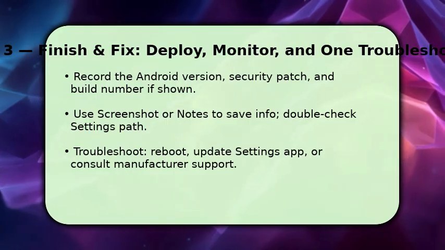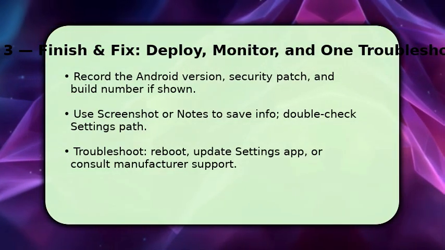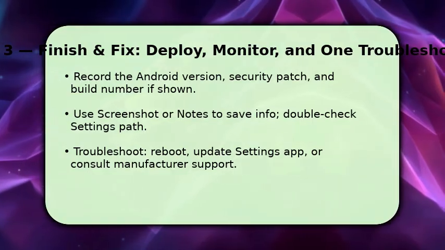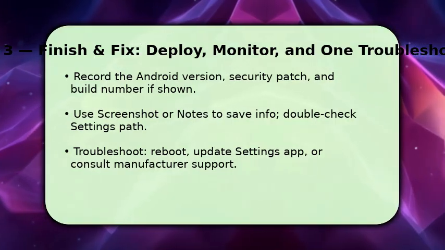tap software information, reboot first if screens act oddly. If problems persist, update the settings app or check the manufacturer's support. That usually resolves hidden or renamed menu items and gets you the version.